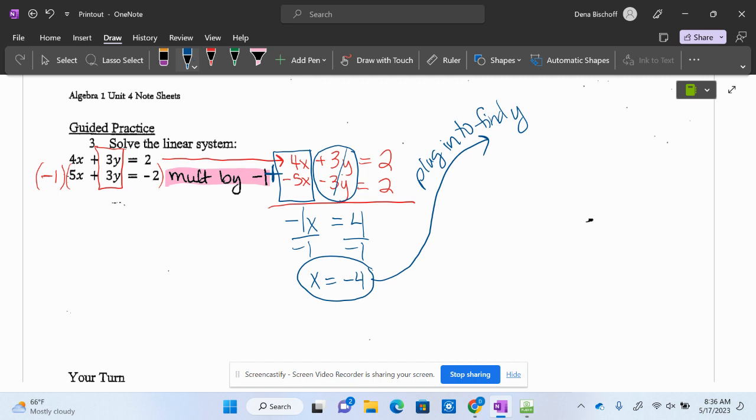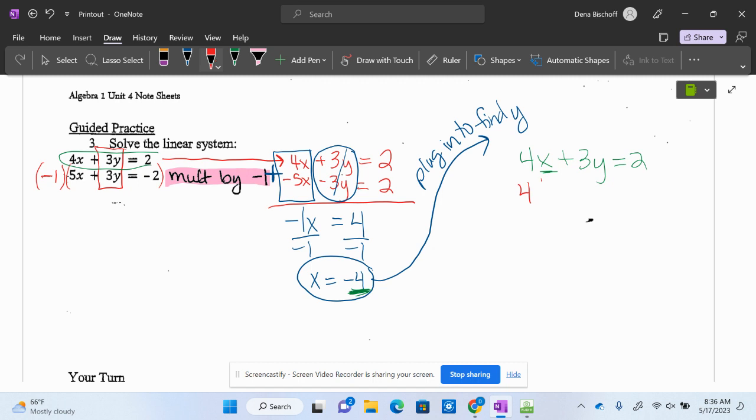Which equation do you want to plug it into? The first one or the second one? It does not matter. The first one, so we're going to put it into this one. I'm going to rewrite it. So 4x plus 3y equals 2. So we're replacing the x with what? With negative 4.